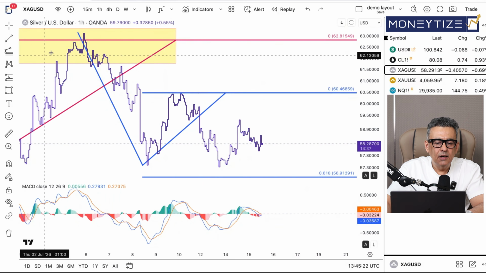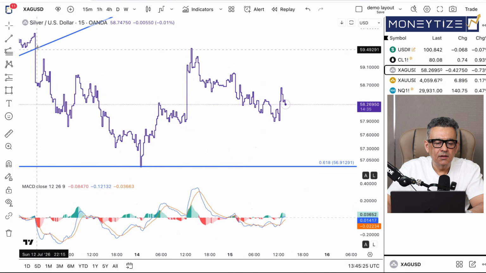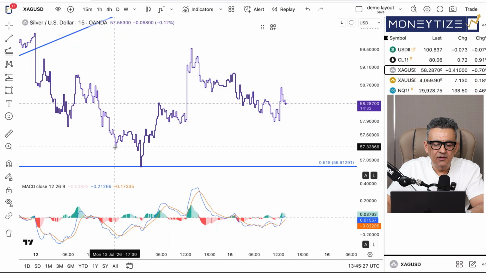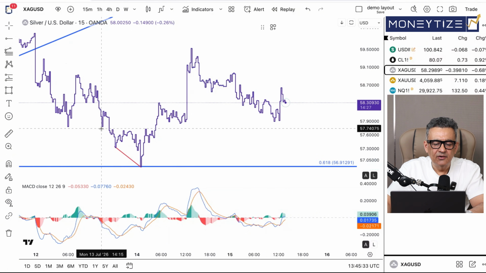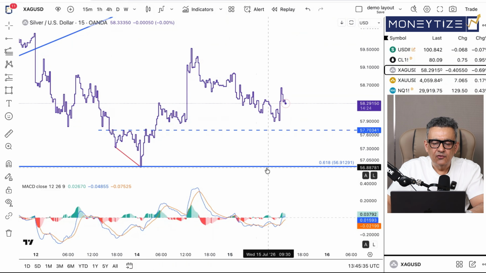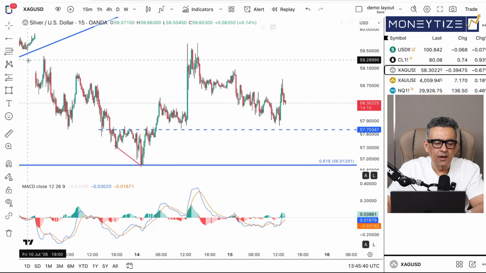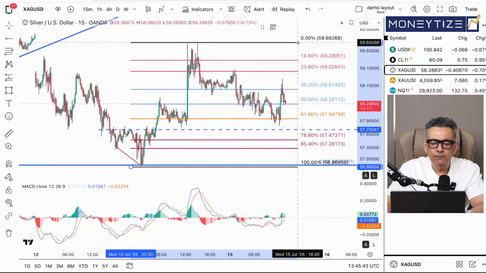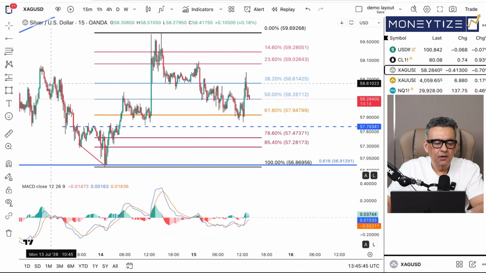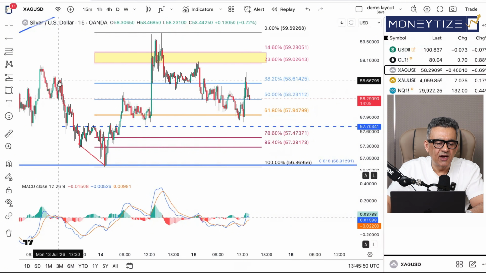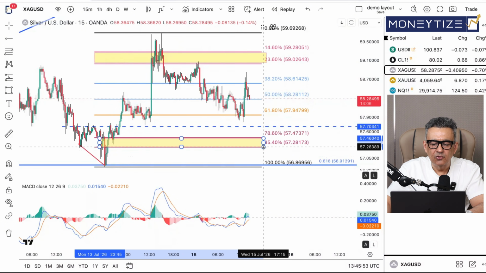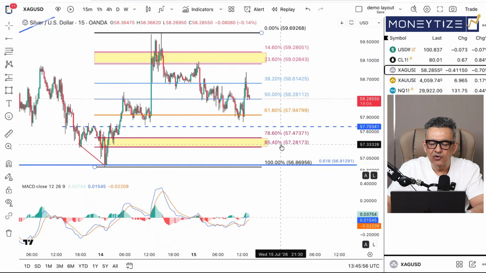Only on the lower time frame, that is 15 minutes, we got the structure breakout. This is the lower low formation, formed with bullish divergence, and the buyers have confirmed the breakout structure. So in order to continue higher, we need to apply fib retracement on this upward impulsive move. On the 15 minutes, the key resistance to cross sits in between 59.02 to 59.28, and the key support sits in between 78.6 to 85.4, that is 57.47 to 57.28.